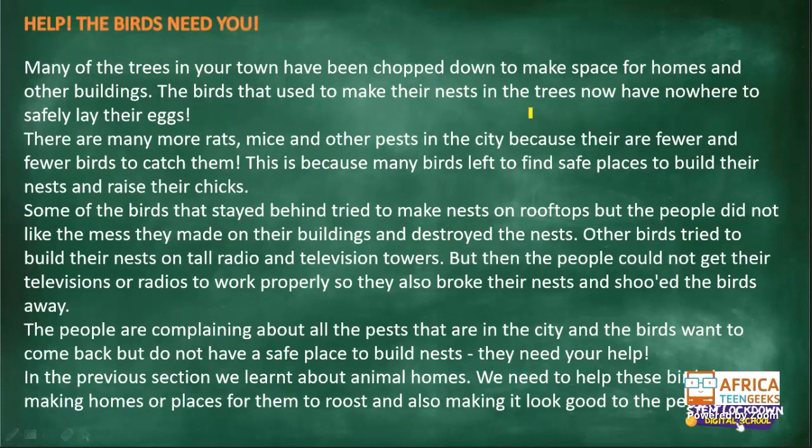Okay, then the ones that stayed behind tried to make nests on rooftops and on buildings, but the people didn't like it because it was messy, and they destroyed the nests. And then other birds tried television towers or radio towers, but then there was a problem with the signal and people couldn't get their TVs or radios to work, so they also broke their nests and shot the birds away. Now the people are complaining about the pests.